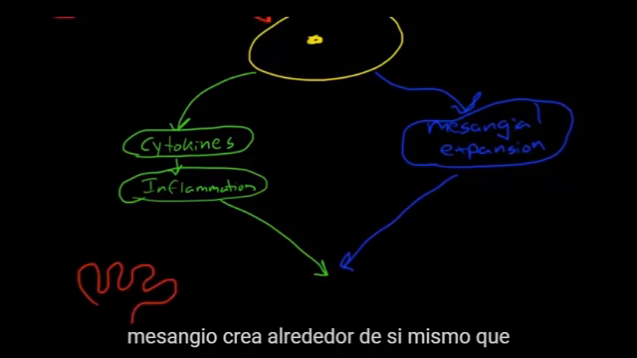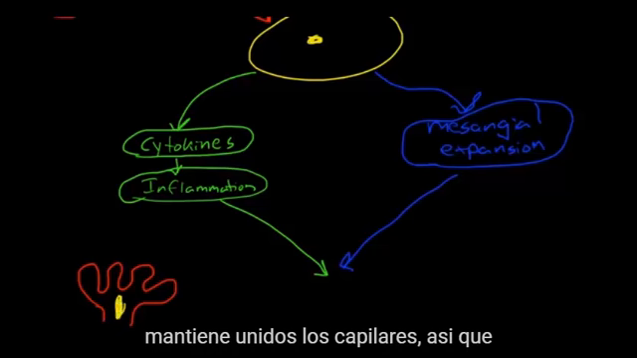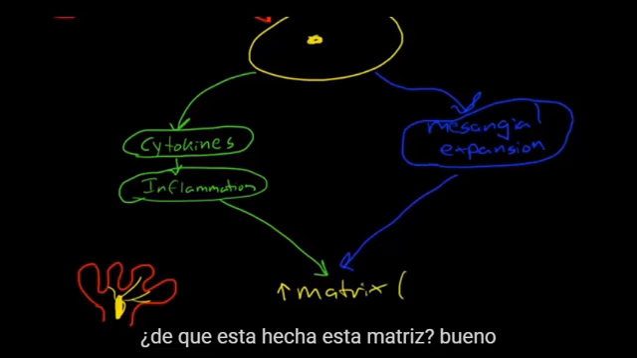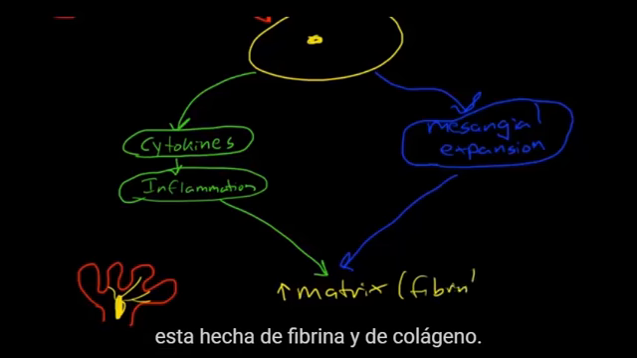is this matrix that the mesangium creates around itself that holds the capillaries together. So it's going to thicken this matrix, right? And what is this matrix made out of? Well, fibrin, collagen.